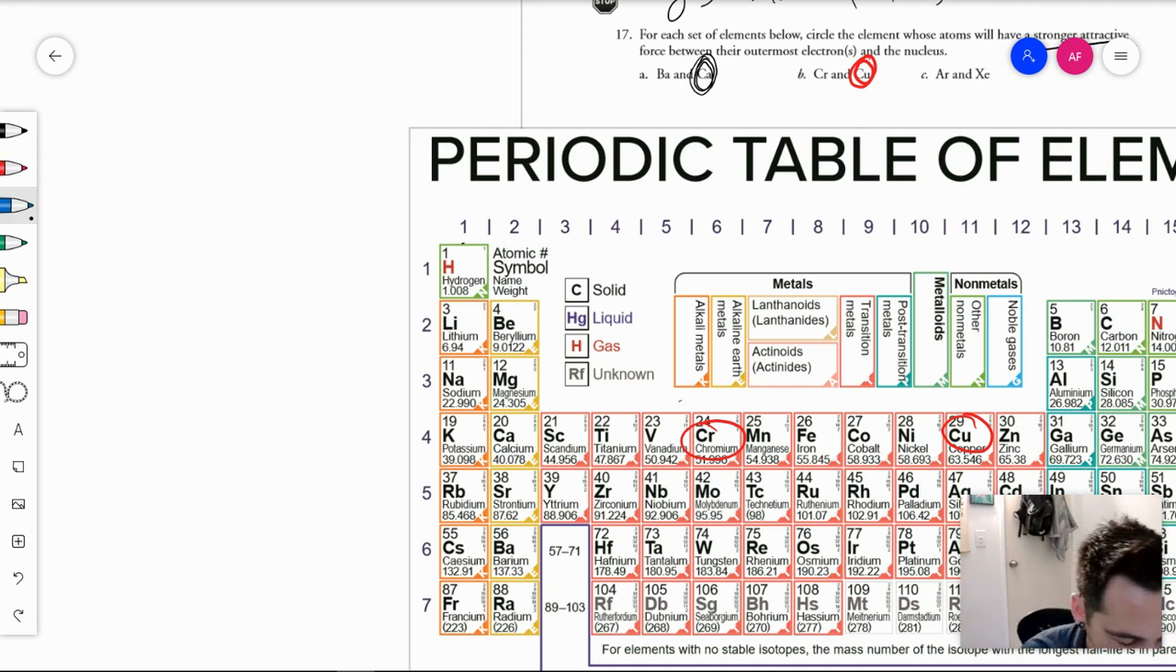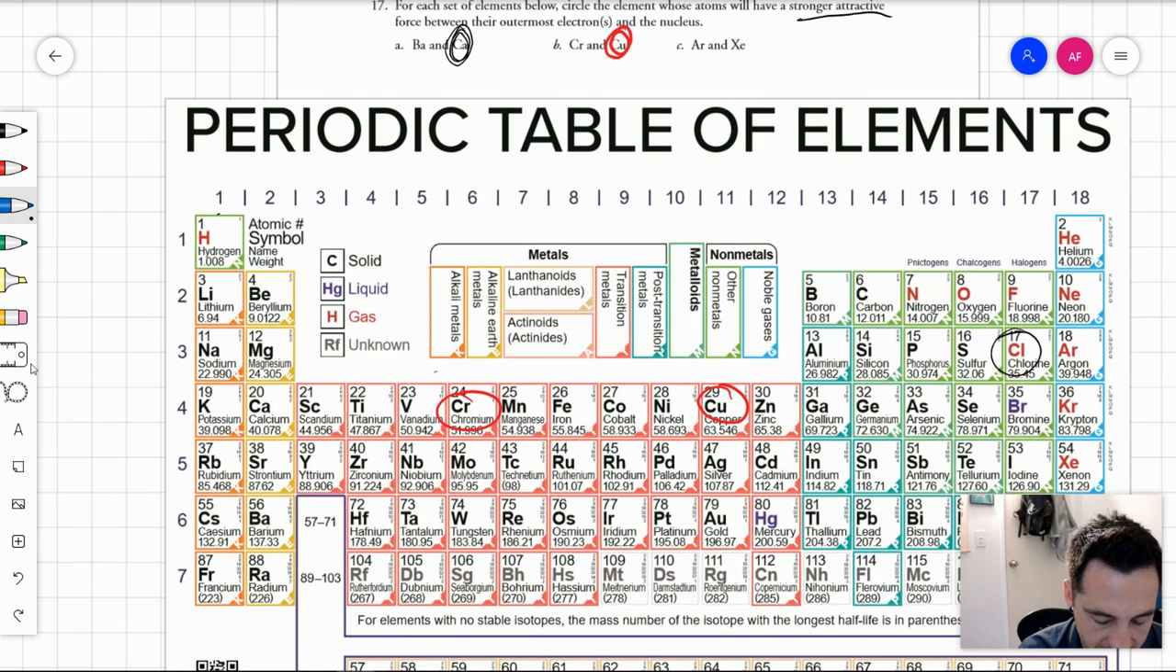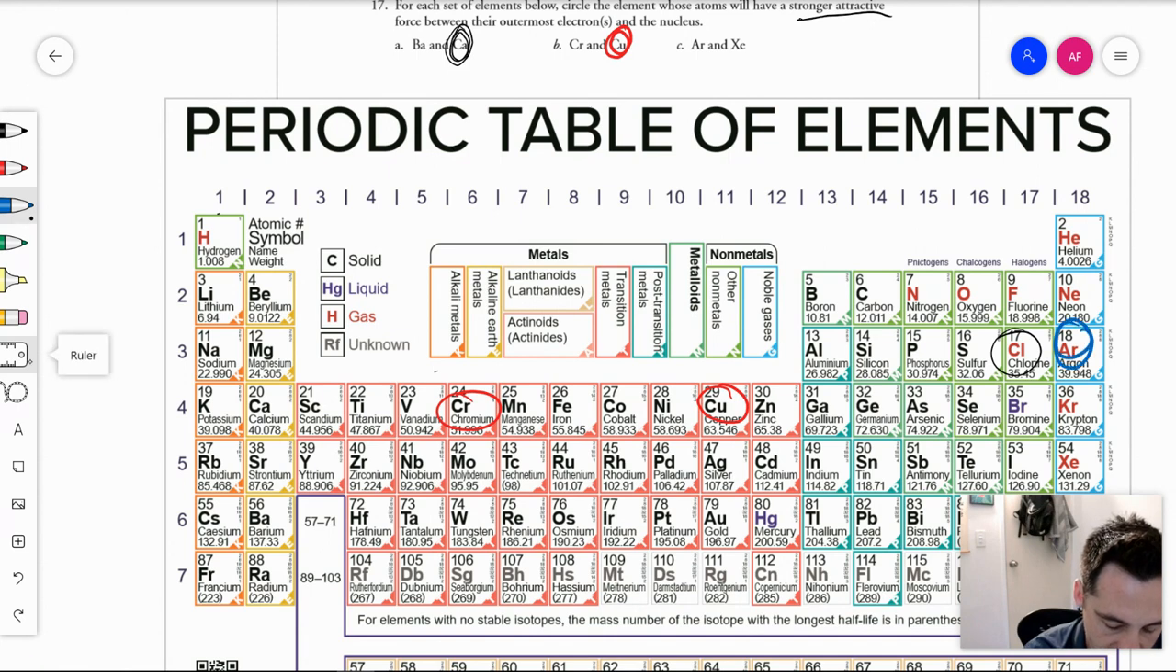Next one, argon and xenon. Argon and xenon are both noble gases. Argon's here, xenon's here. These are in the same column. So this one we're looking at energy levels and distance. The more energy levels, the weaker the attraction. Xenon has more energy levels, therefore it has weaker attraction. So argon will have the greater attraction.